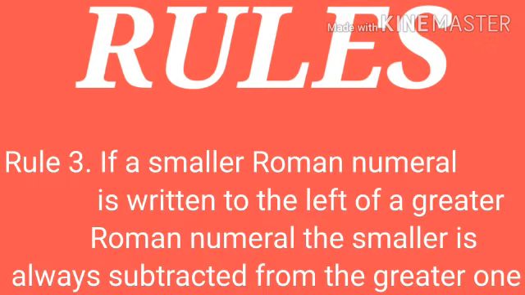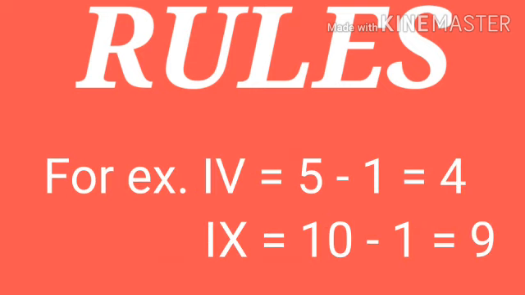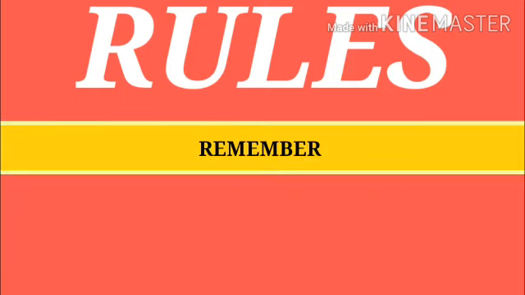Now rule number 3. If a smaller Roman numeral is written to the left of a greater Roman numeral, the smaller is always subtracted from the greater one. For example, IV. Here I is smaller than V and I is left of the greater one, so we have to subtract. So V is 5, 5 minus 1 is equal to 4. Next example, IX, X is 10 and I is 1, and we know I is on the left side of the greater Roman numeral. So 10 minus 1 is equal to 9.